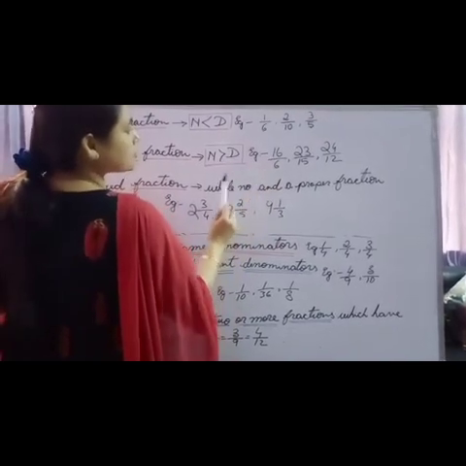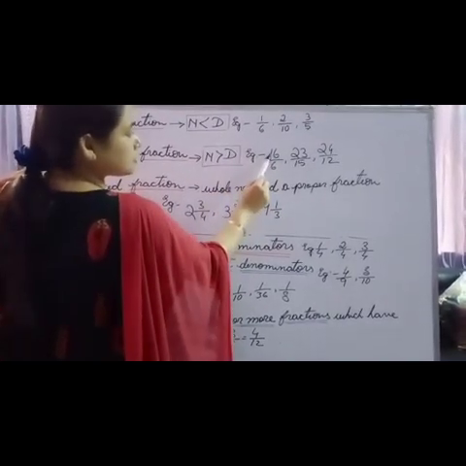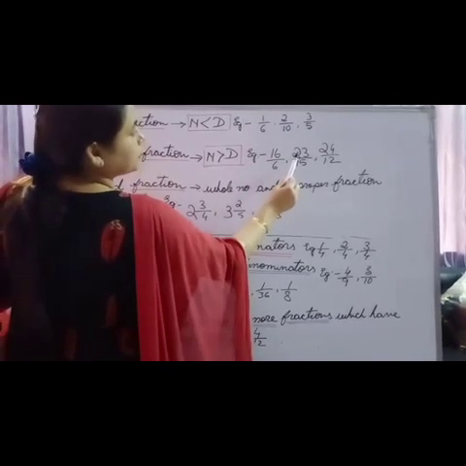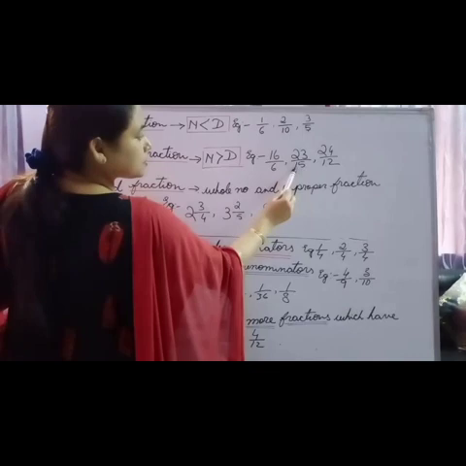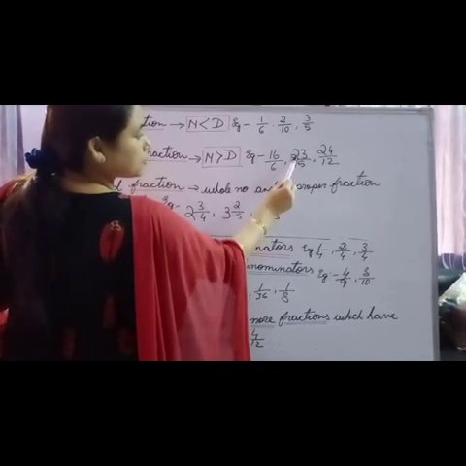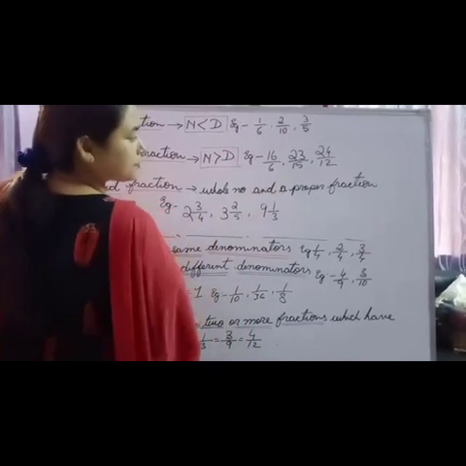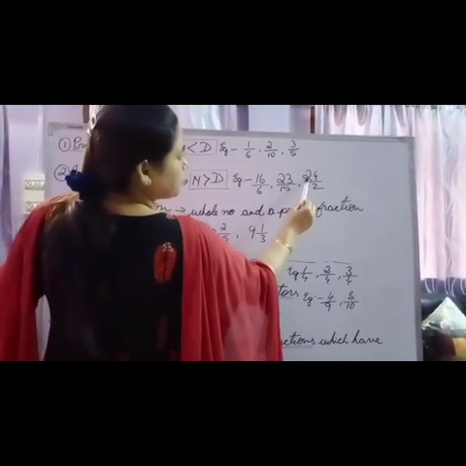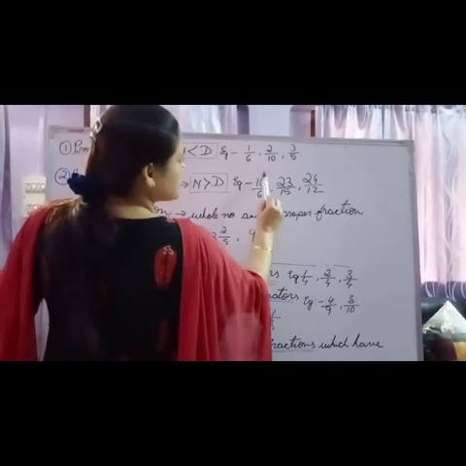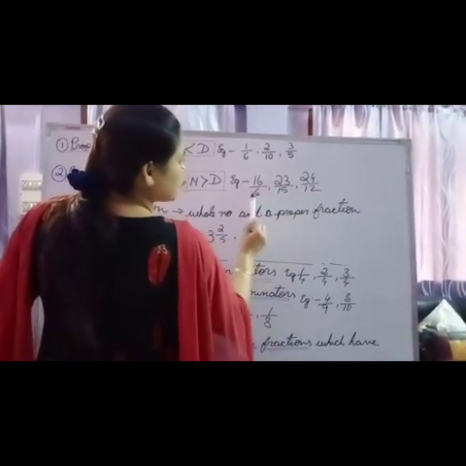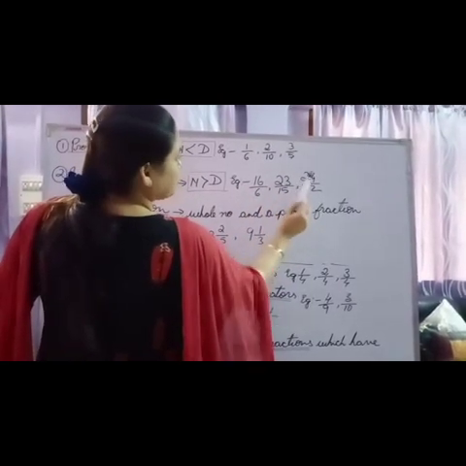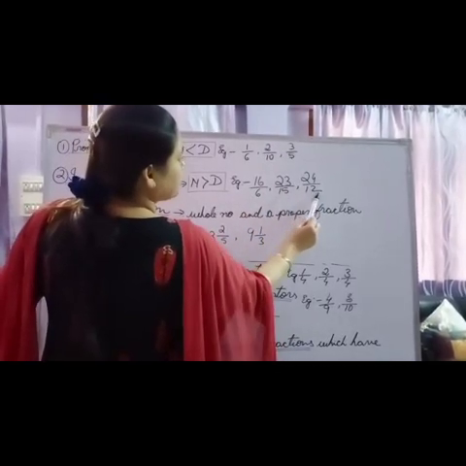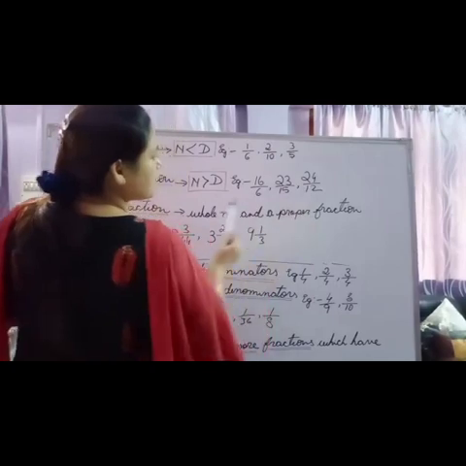16 by 6. So 16 is certainly greater than 6. Again 23 by 15. So 23 is the numerator, this is the denominator. This numerator 23 is greater than this denominator 15. Again 24 by 12. So this 24 is greater than 12. So we see in all these three examples, all this top number, that means the numerators, are greater than the denominators. Denominators means these down numbers.